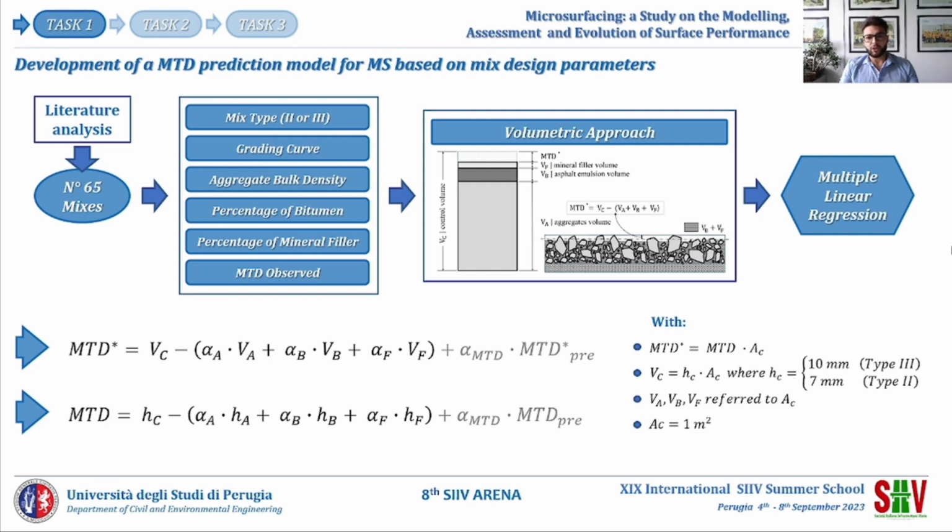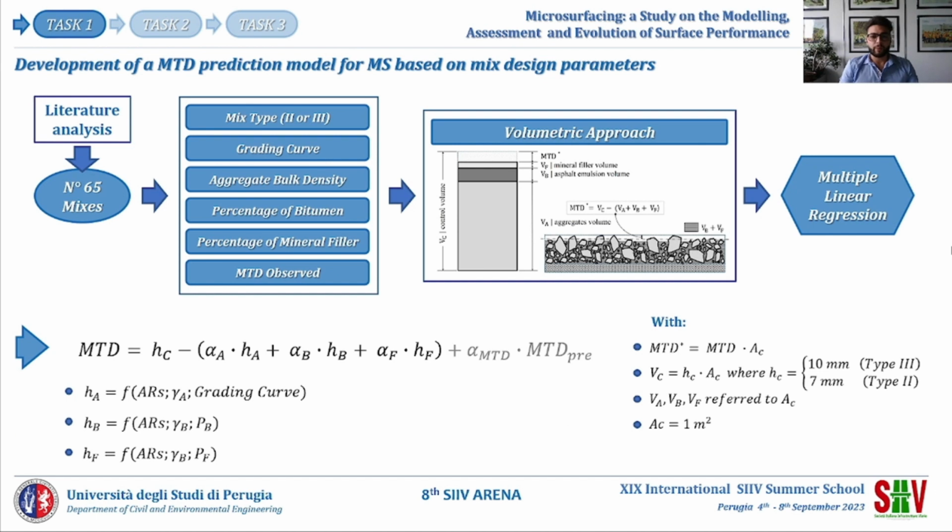Now, imagine a unit volume of microsurfacing spread over the surface, and this volume is the sum of different components: the aggregates, the bitumen, and cement. And the volume occupied by these components differs from a control volume by a quantity that is actually the corresponding MTD, considering a unit surface area.